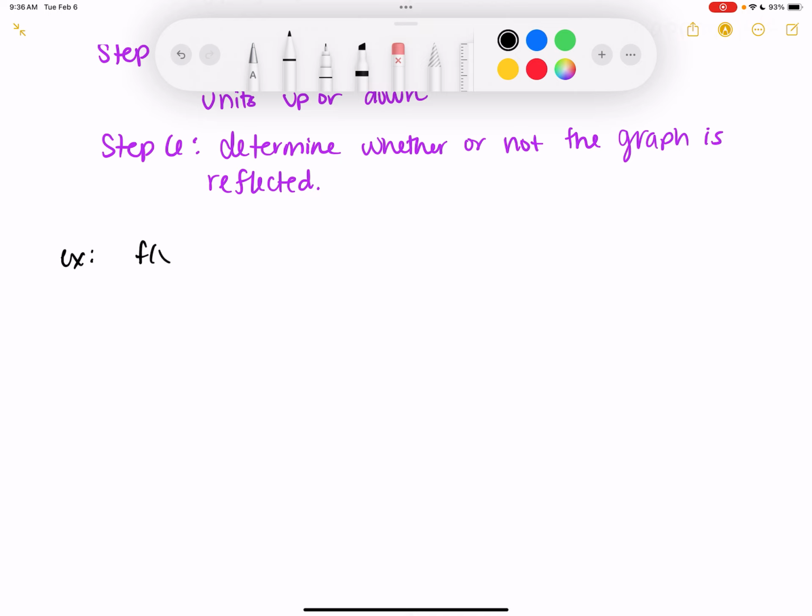f of x equals 3 sine of 2x. So I'm going to work my way through these 6 steps for the problems so that you get used to it. But obviously there are times when all the steps aren't going to be used. So step 1 was to find the amplitude. So what is the amplitude of this problem? 3.